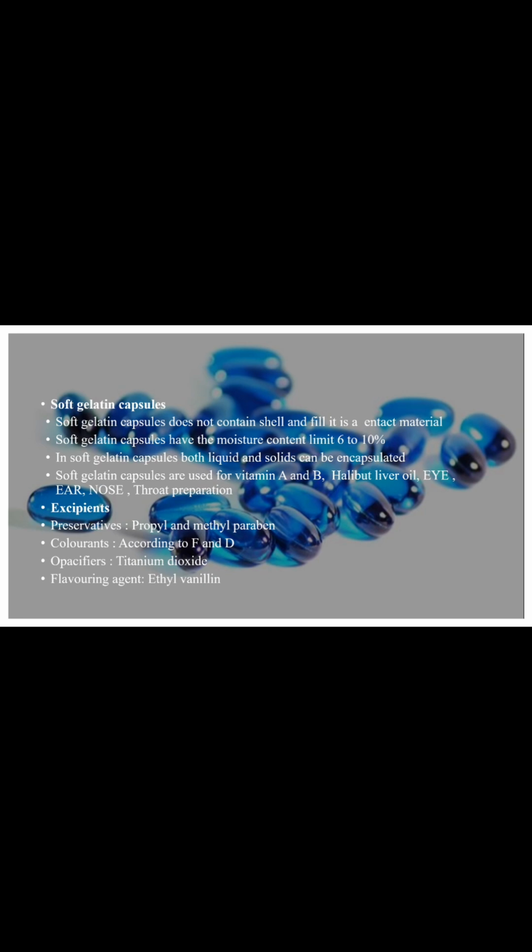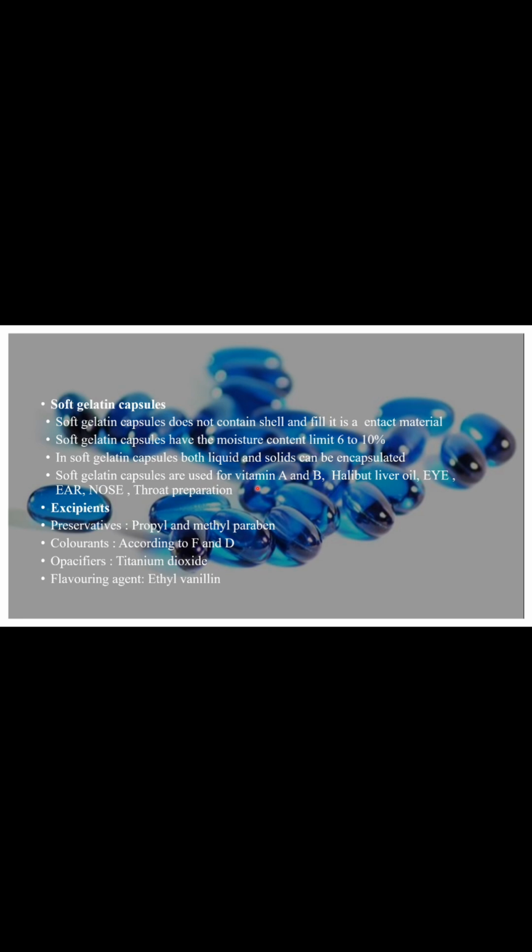As said earlier, there are two types of capsules. One is hard gelatin capsules and the other is soft gelatin capsules. Unlike hard gelatin capsules, soft gelatin capsules have an integrated shell and fill, forming a single sealed unit. They have a moisture content of about 6 to 10%. Soft gelatin capsules can encapsulate both liquids and solids. Soft gelatin capsules are mainly used for vitamins A and B, halibut liver oil, and also ear, nose, and throat preparations.